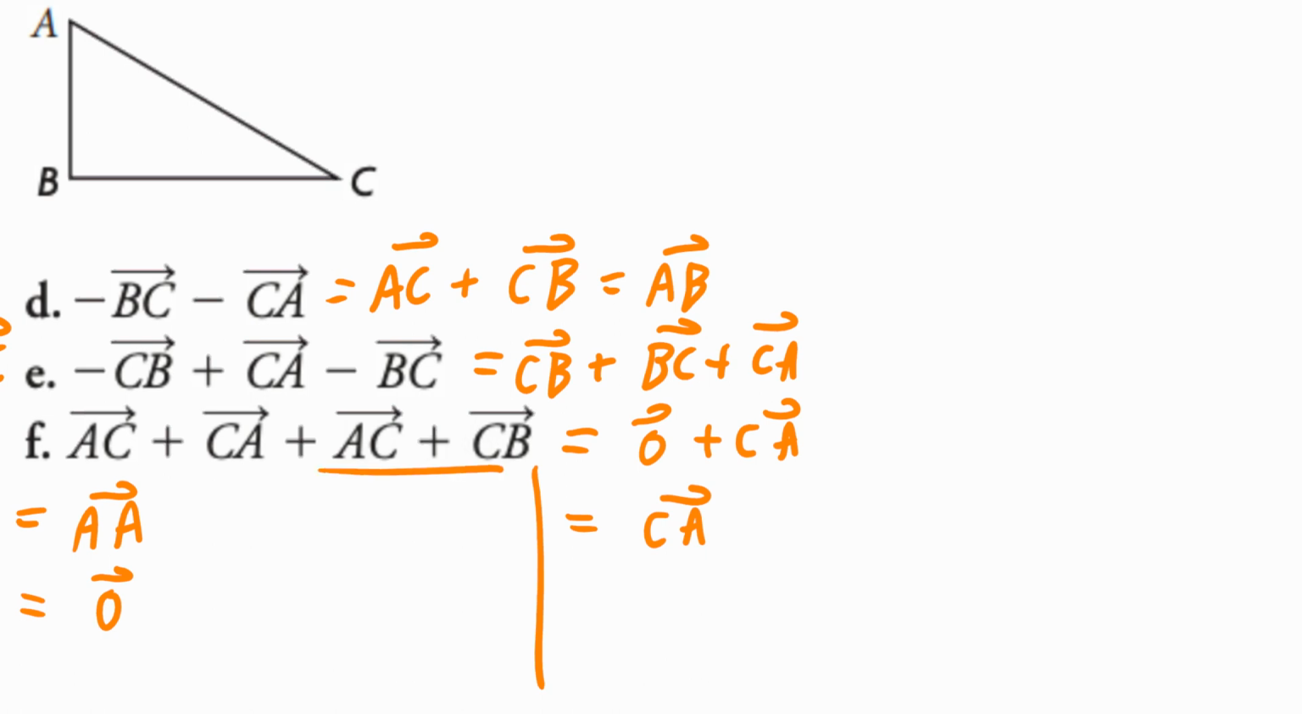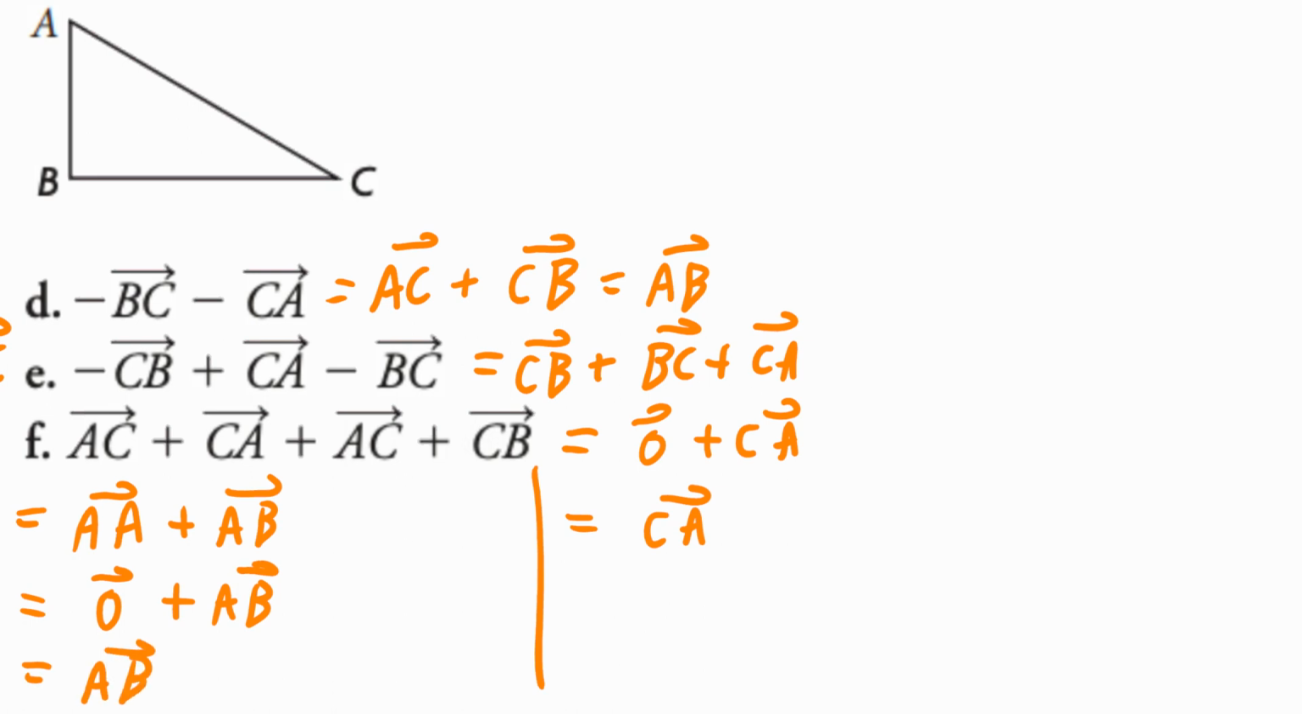Now, likewise, if I look at the second pair, vector AC plus vector CB, this equals vector AB. Again, these are the same. I look at the first and last, and I combine them. And of course, a zero vector plus vector AB is going to be vector AB.